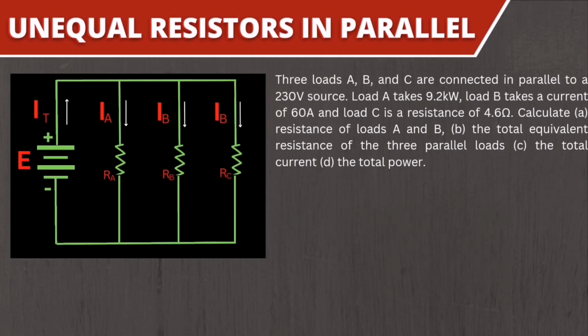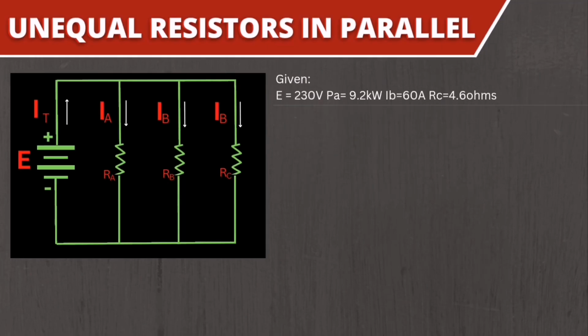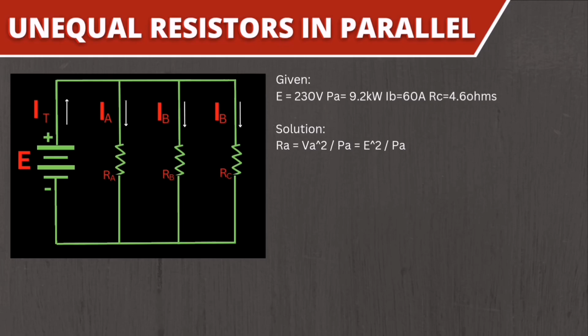The total power. So the givens are E is equal to 230 volts. P sub A is equal to 9.2 kilowatts, I sub B is equal to 6 amperes. R sub C is equal to 4.6 ohms. So first we have to solve for R sub A, which is equal to V sub A squared over P sub A, or equal to E squared over P sub A.